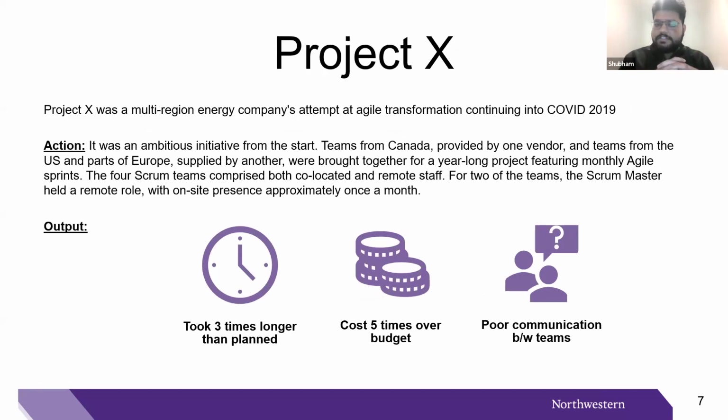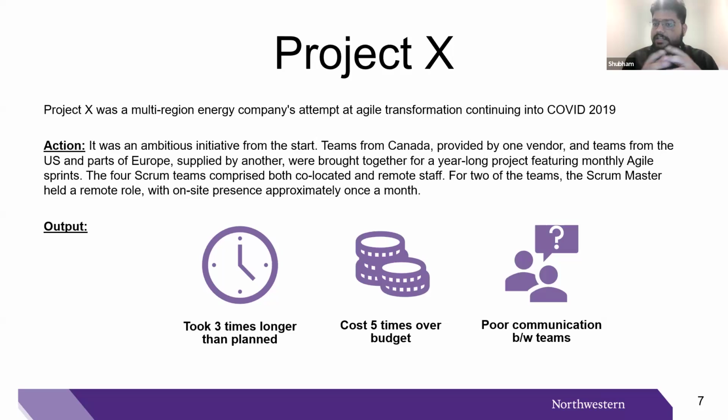So what they did for that was that they had 2 teams. One was provided by vendor 1, the other was provided by vendor 2. Now, there were 4 Scrum teams, and this project was designed for a year. And there were 4 Scrum teams, which contained staff who were both co-located and remote. And for 2 of these teams, the Scrum Masters were mostly remote. And as we understand, within Agile, a lot of times we see that a lot of roles are remote. That is not true. So in this case, the Scrum Masters were only on site approximately once a month.